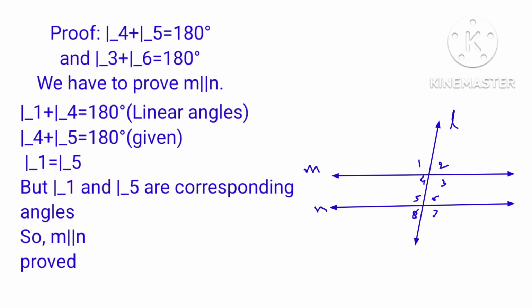angle 1 equal to angle 5, but angle 1 and angle 5 are corresponding angles. So M parallel to N, proved. Similarly, we can also prove from angle 3 plus angle 6 is equal to 180 degrees that M parallel to N, proved.